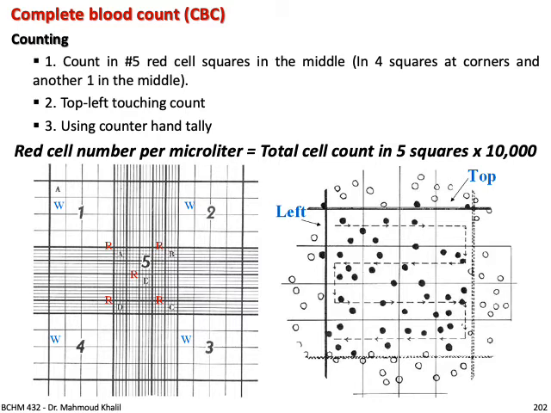The equation is: the red cell number per microliter equals the total cell count in 5 squares times 10 to the power of times 10 Saturn. You can see from the second figure that you only count the cells that are touching the top and left border. The cells touching the right and the bottom border are not counted, and this is the direction of counting.